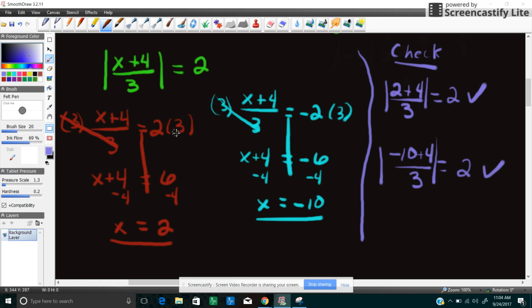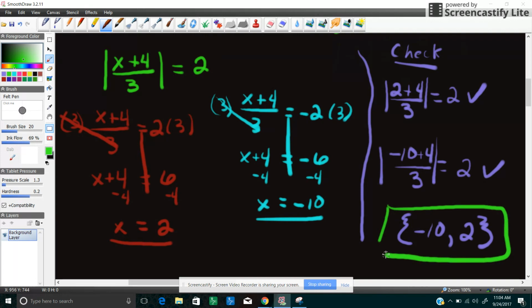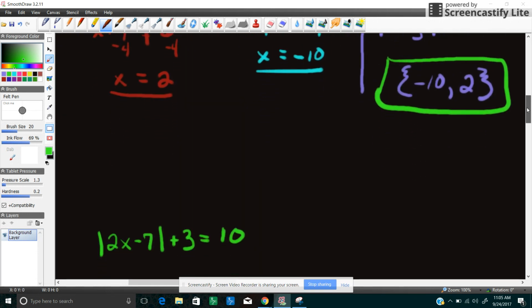So both of these numbers are correct, which means that our answer is going to look like this: negative 10, comma, 2, and we put the little curly braces because curly braces represent a list of all the possible elements. In this case, all the possible answers. Okay, let's go ahead and look at the next example.